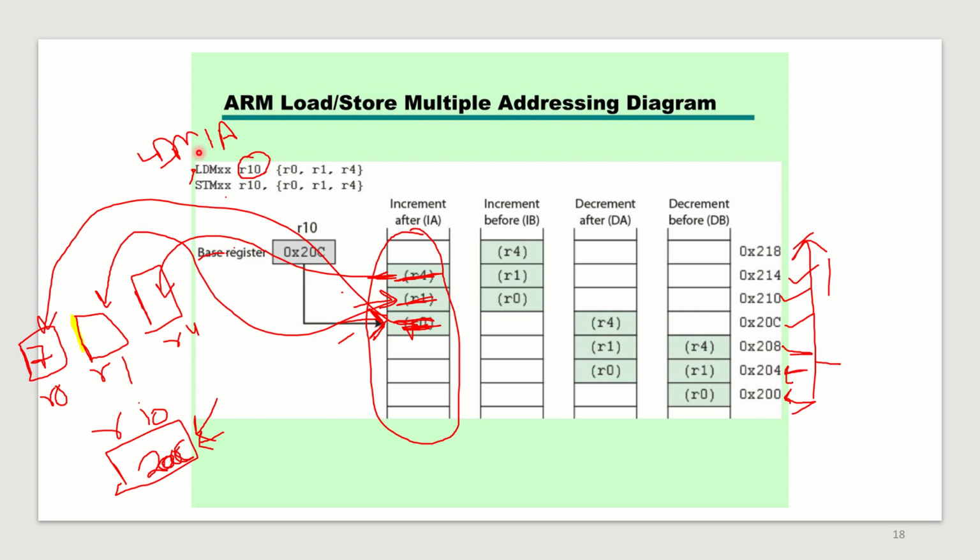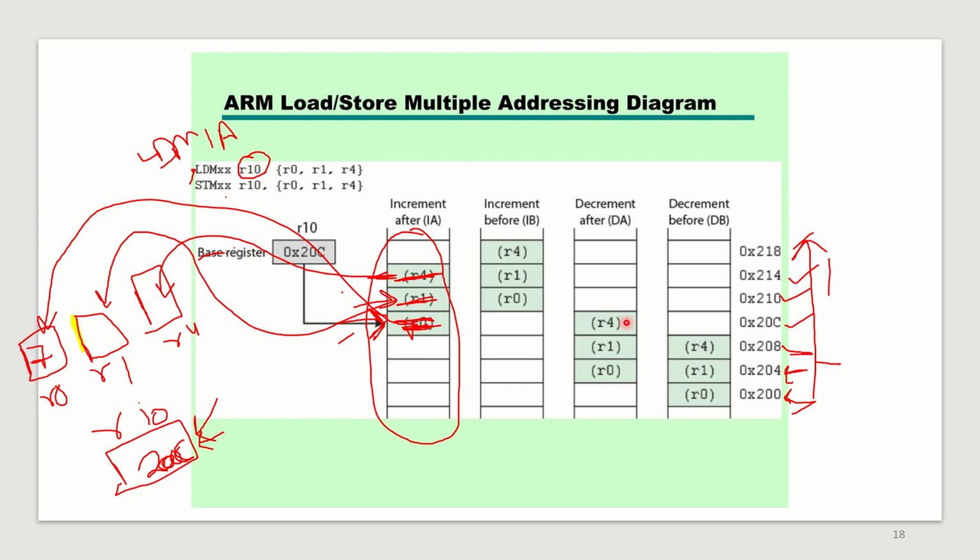Now we can write LDMDA, load multiple registers, decrement after. Decrement after means first you have to load. Now in the increment we are going like this, means first we are loading R0, then R1, then R4. In decrement we will start from the right side. We will first load R4, then R1, then R0. That means we go to the location R10. So whatever the content is here, that is going to be stored into R4.